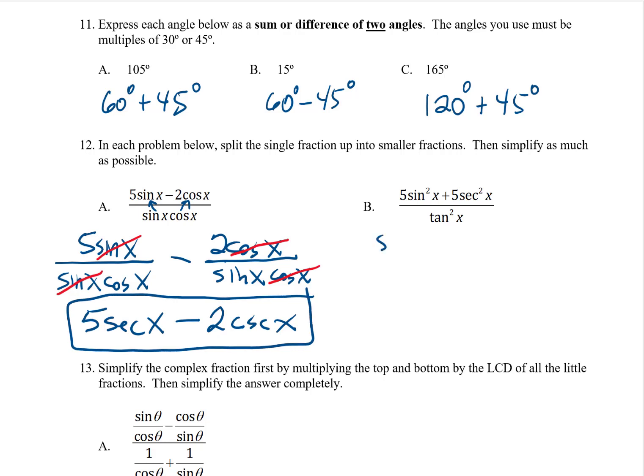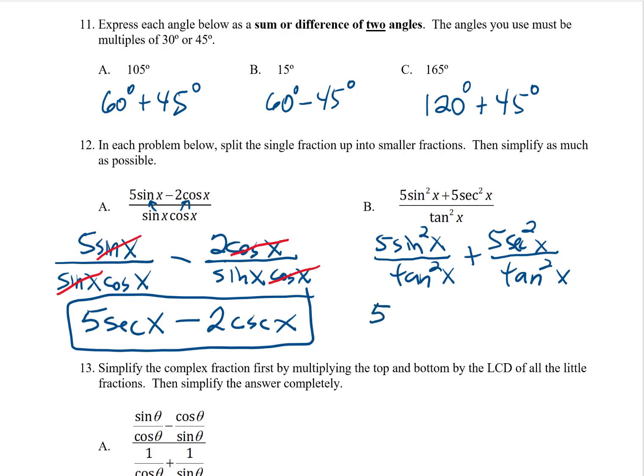Letter B, we'll do our split up thing. Just writing each piece over tangent squared x. And what should I do next? I guess I'm thinking I should maybe write everything using sines and cosines, and then I'll probably have some things I can do. So this first one would be 5 sine squared x on the top, and then the bottom would be sine squared over cosine squared. The other one is going to be 5 over cosine squared on the top, and then the big denominator would be, once again, sine squared over cosine squared.